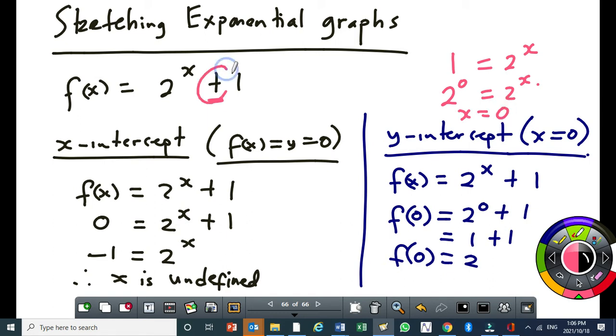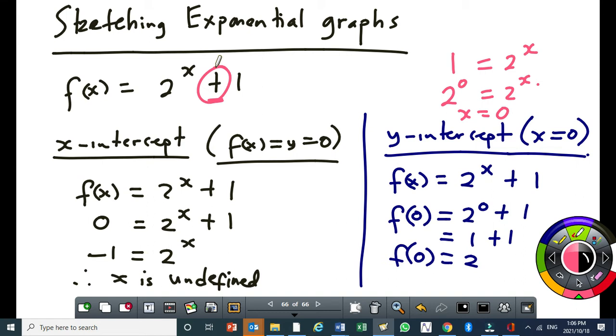If this was a minus, it means that the asymptote is below the x-axis. But here, it's a positive 1, which means the asymptote is above the x-axis. Therefore, the graph does not have an x-intercept. Don't worry, I'll give you a question where you will get an x value of an x-intercept. But you have to know both cases.